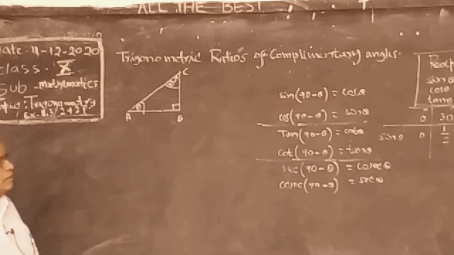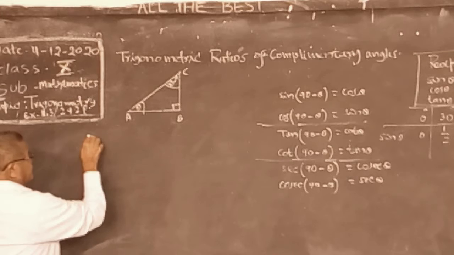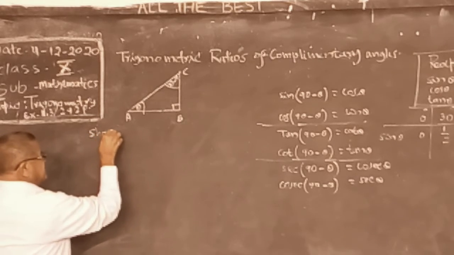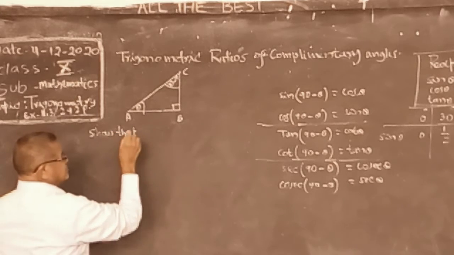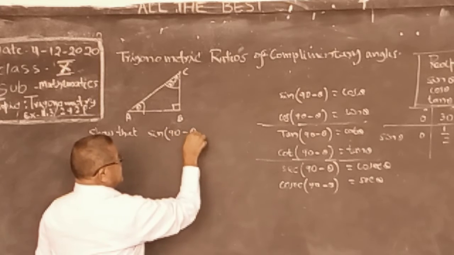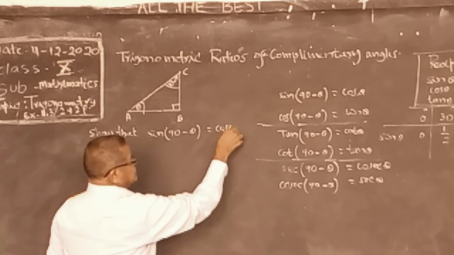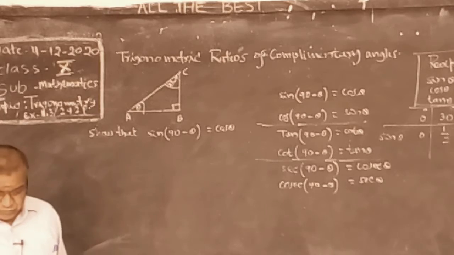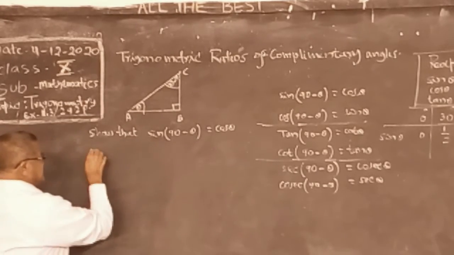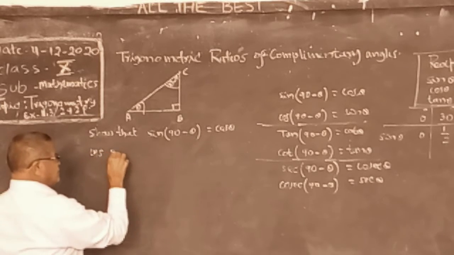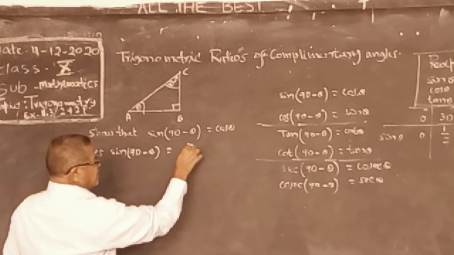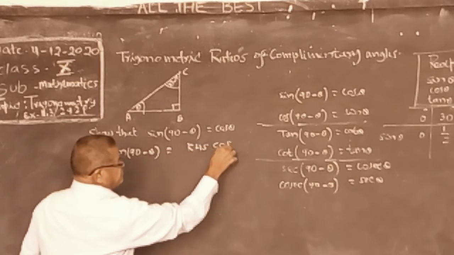Like that. So I will prove one formula. Prove that, or show that, sin 90 minus theta is equal to cos theta. How? LHS is sin 90 minus theta. Here RHS is cos theta. Okay.